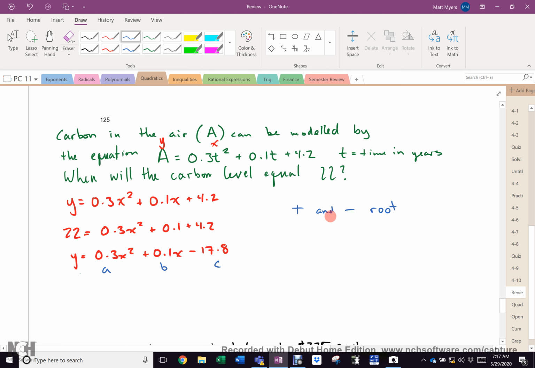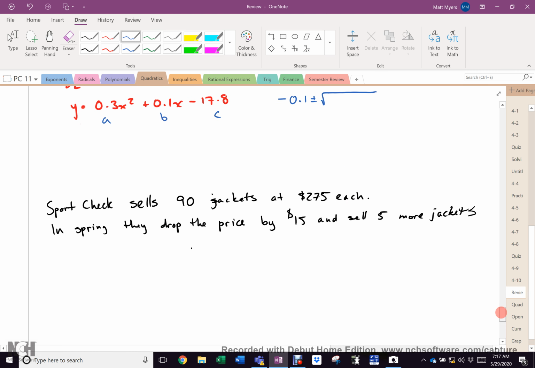Could the negative root be possible? Can we go back in time? No. So the answer is the positive root. So you would fill it in as negative 0.1 plus or minus the root of, and then you'd fill the rest in. You know how to do that part. The hard part is setting it up, as my students were saying.